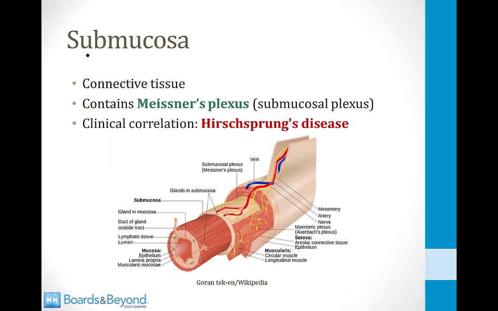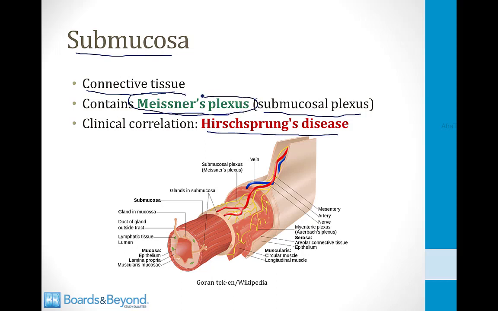The next deeper layer beyond the mucosa is the submucosa. This is a layer largely of connective tissue. It also contains an important nerve plexus called Meissner's plexus, which is also sometimes called the submucosal plexus. And the key clinical tie-in here is a disorder called Hirschsprung's disease. This is a disorder of the rectum and the colon where children are born lacking in Meissner's plexus. I talk about this disorder in more detail in the module on intestinal diseases.